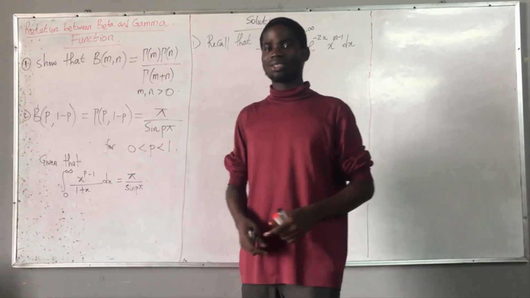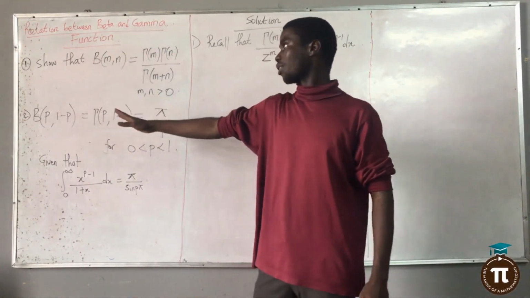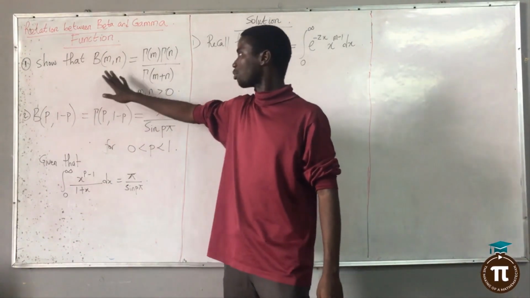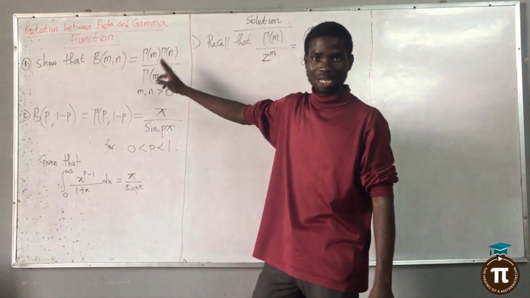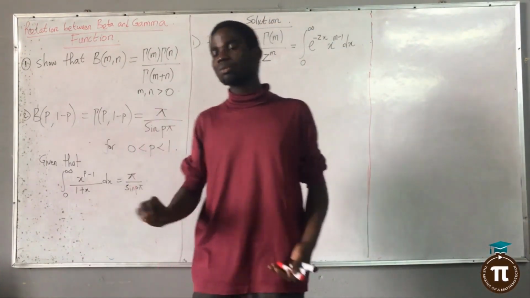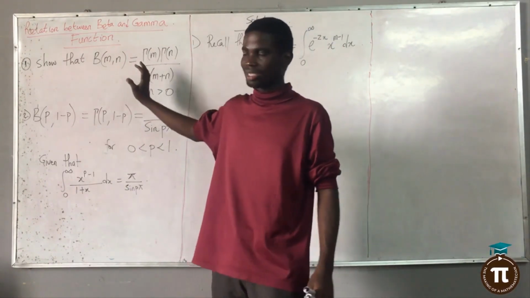So we want to look at the relationship between the beta and gamma functions. Of course, I've given you this relationship before: beta of m, n is equal to gamma of m, gamma of n all over gamma of m plus n. And I told you that we are going to be proving this much later. So in this video, we are going to be proving this.